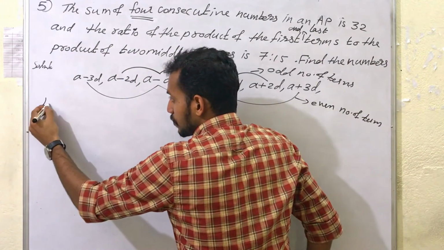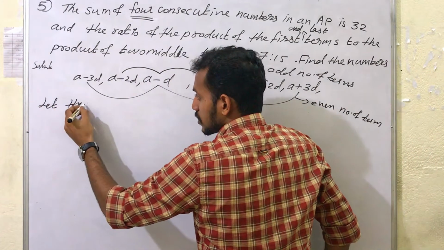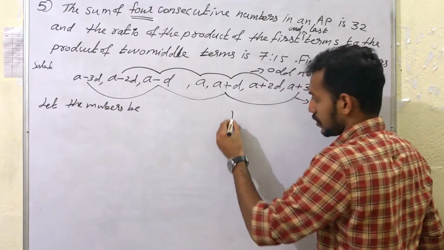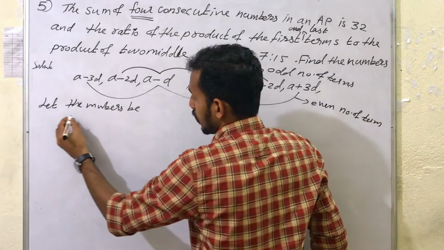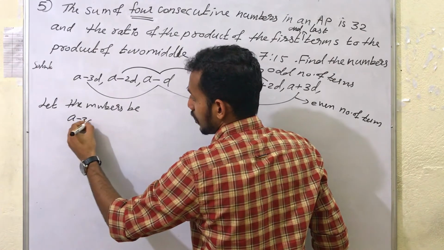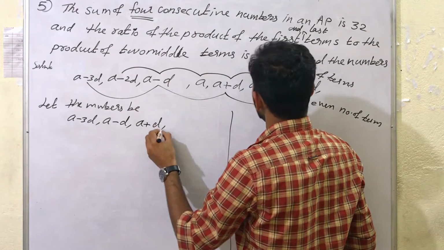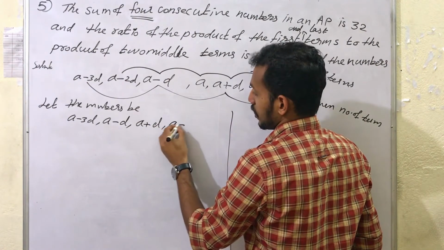So let the numbers be a minus 3d, a minus d, a plus d and a plus 3d.